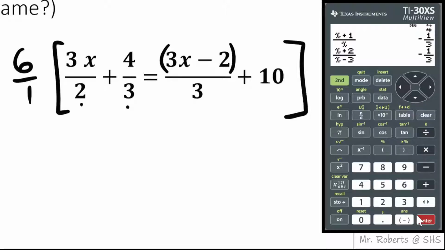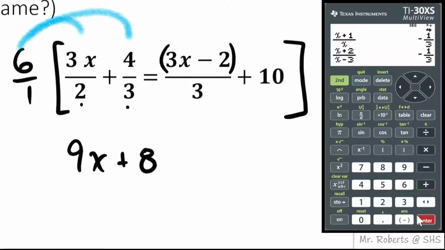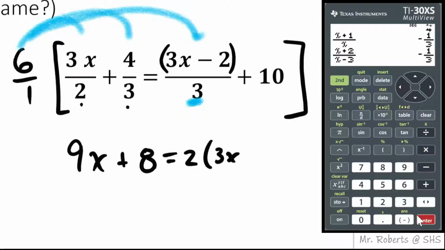So if I go through and simplify this, when I multiply the 6 times 3x plus 2, that's 6 divided by 2 is 3. This is going to become 9x. And then when I multiply the 6 times 4/3, 6 divided by 3 is still 2, times 4 is going to become 8. And then I'm going to multiply the 6 times this thing. Well, 6 divided by the 3 is 2. So I'm left with a 2, and I'm going to have to multiply this 2 times the binomial of 3x minus 2.